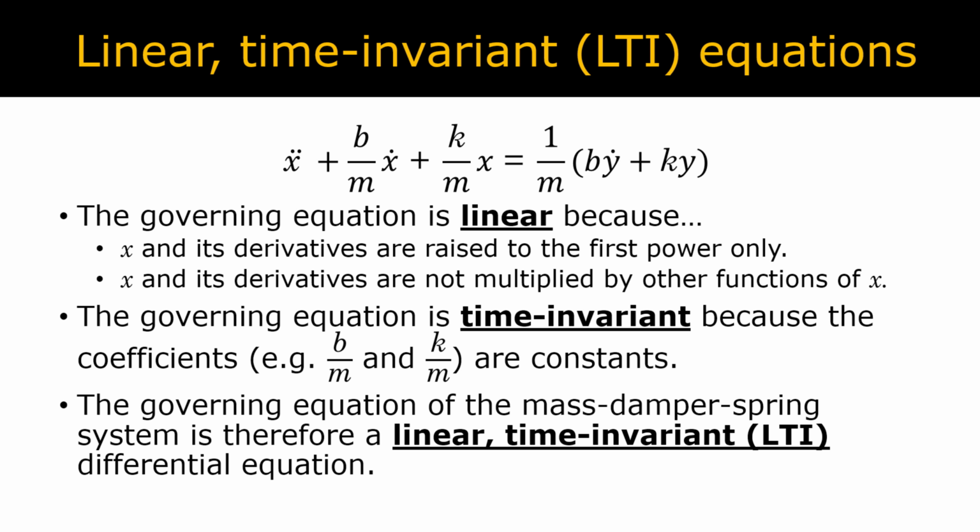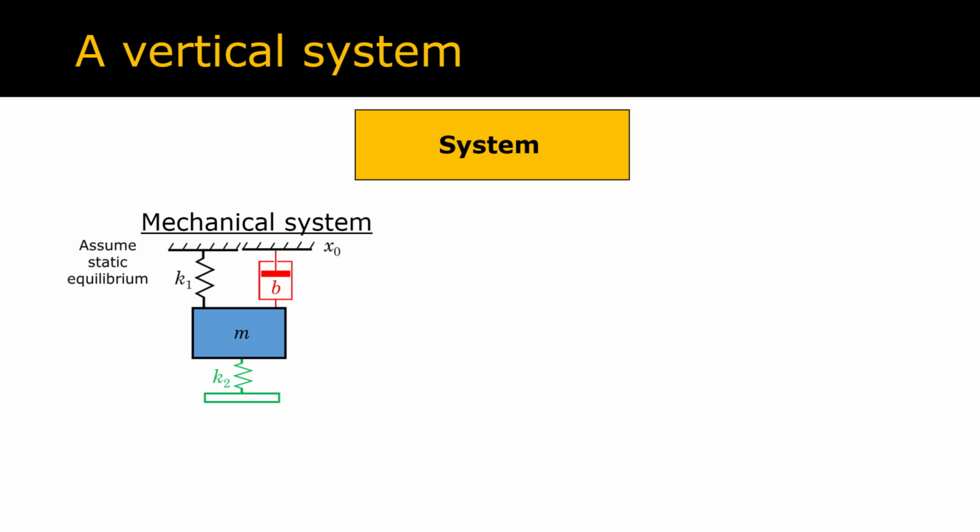Now let's take a look at a different system. Here we see a vertical mechanical system. Here we see a mass, which is connected to a fixed reference position at x sub 0 by a black spring and a red damper. The mass is also connected to a green spring with spring constant k sub 2, which is then connected to a movable platform. In this case, we will assume static equilibrium.